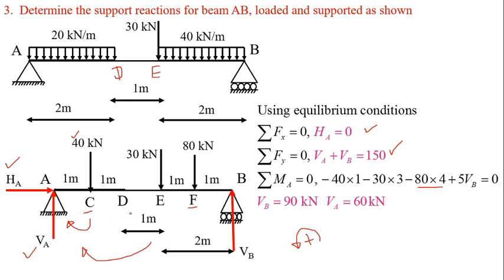And the moment of Vb about point A, Vb into distance 1 plus 1 plus 1 plus 1 plus 1, 5, Vb into 5, is in the anti-clockwise direction, meaning positive, and it is equal to 0. Hence Vb is equal to 90 kilonewton and Va is equal to 60 kilonewton. From this equation we can calculate Vb, and after knowing Vb, from the other equation Va is equal to 150 minus Vb, 60 kilonewton. Thus the reactions can be obtained for the given beam.